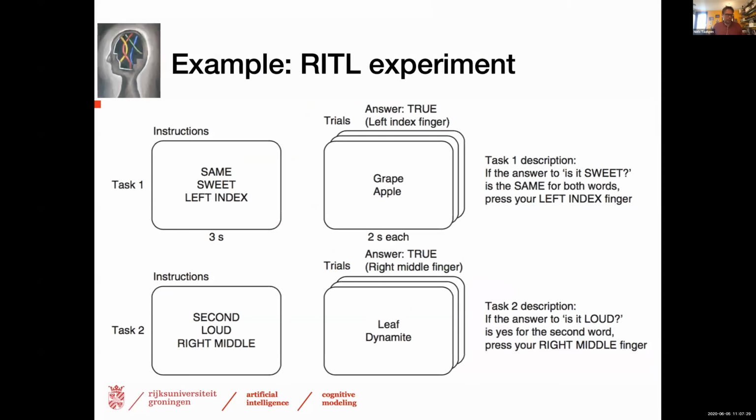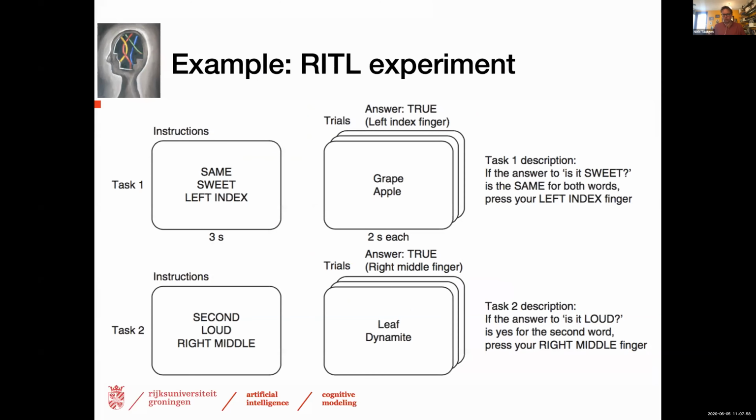Right, so that's of course a nice diagram, but can we actually model data with it? Now, we have very little research in which we toss multiple tasks at people. But there is a paradigm like that, and it's called rapid instructed task learning. And this slide shows you a little bit of how that works.